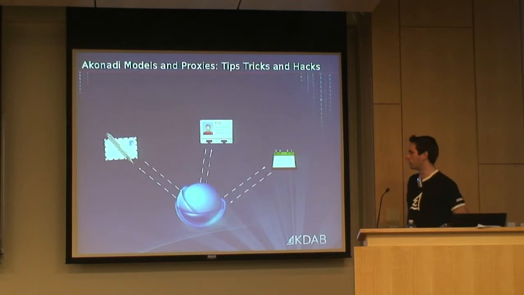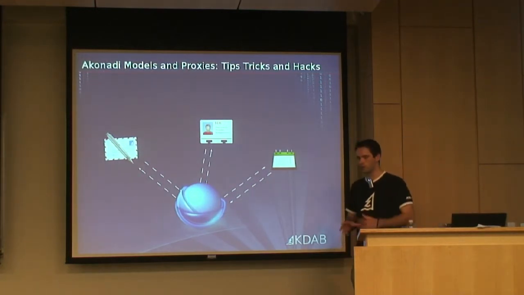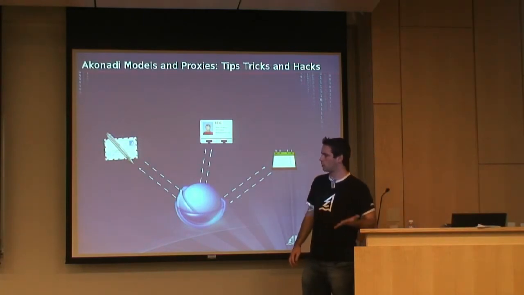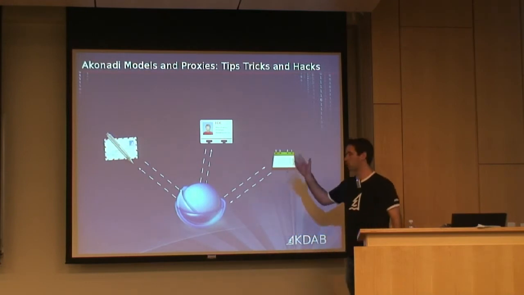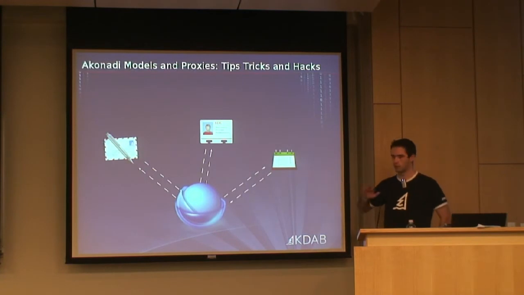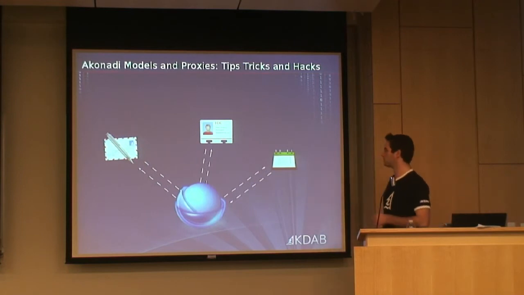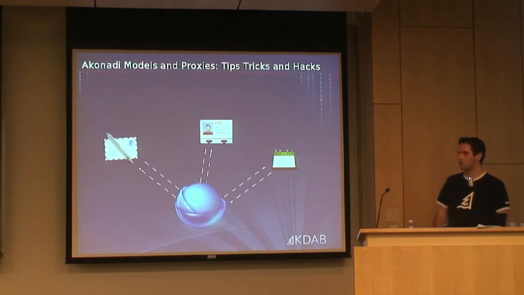So for KDE 4, we have Akonadi, which is an interface to access all of your data. And what it does is, instead of accessing your contacts from your KAddressBook application, you access them all from Akonadi. And it takes care of making sure there's no conflicts, you know, two applications writing at the same time. And the other applications don't even have to be running at all.